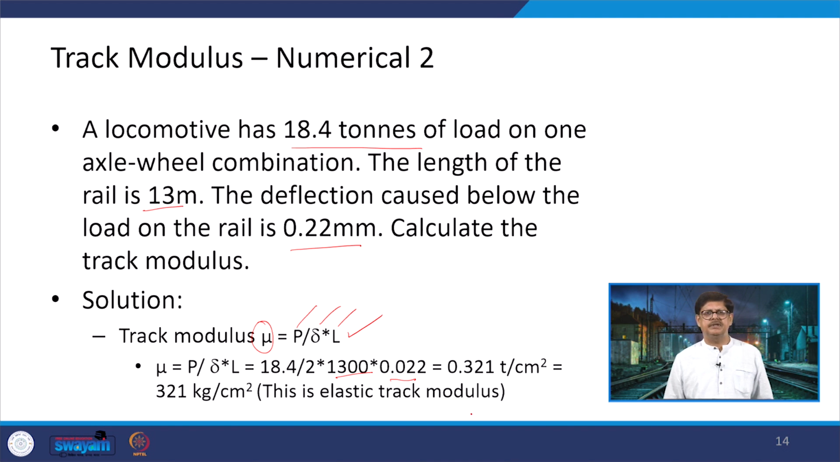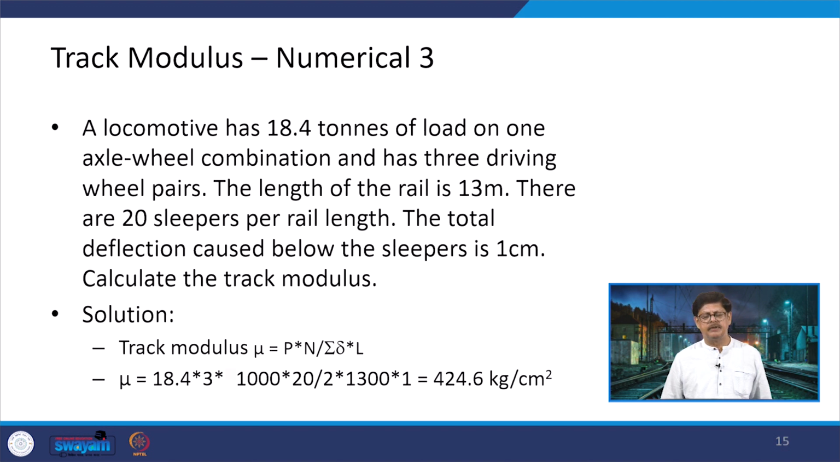Now, if you remember the recommended values of initial track modulus or elastic track modulus that were discussed, this value falls in the category of the elastic track modulus. So, this is another simpler numerical which can be there in these types of cases. Let us look at the third one.